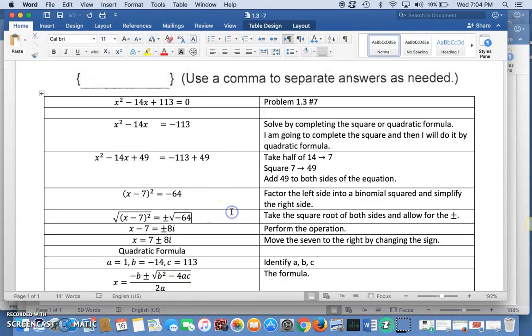Now, as before, we'll continue on. We'll take the square root of both sides, and that leaves me with just x minus 7. When we take the square root here, the square root of negative 64 is 8i, and we need to remember the plus and minus. Move this 7 over. So you've got 7 plus 8i and 7 minus 8i.